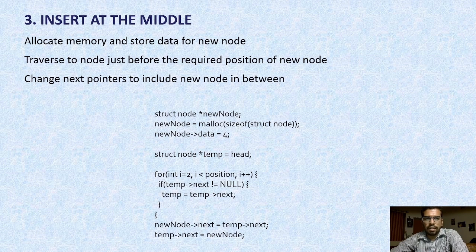Insert at the middle. Allocate memory and store data for the new node. Traverse to the node just before the required position of the new node. Change next pointers to include the new node in between. For insertion in the middle, the small program has been displayed here.